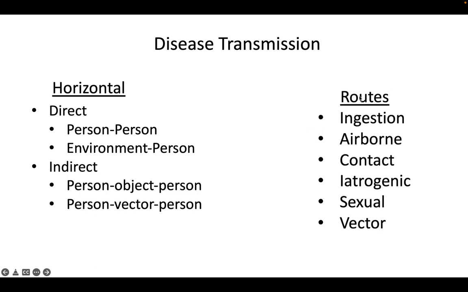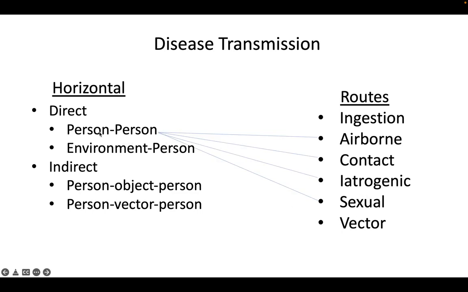So there's also a variety of routes. So eating stuff, breathing it in, direct contact, like touching something with your hands and then your mouth. Iatrogenic, I don't totally know how to pronounce it, but that's when I think you get it from the hospital. So while you're in the hospital, you get it from someone who's sick there, or maybe an infection from a wound that wasn't sewn up very well. You got it in the hospital. Sexual and vectors.